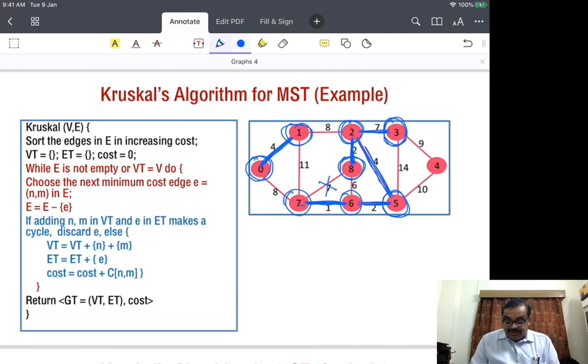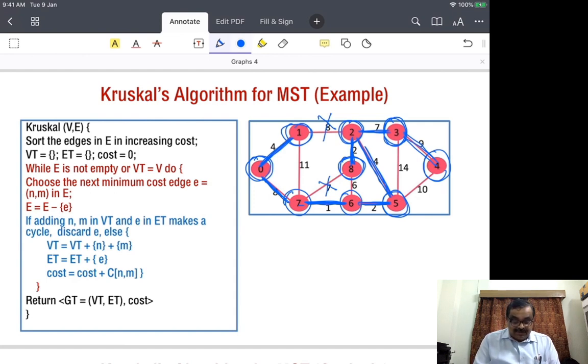The next edge that could be chosen is 8. If I choose this edge, do I form a cycle? No. But this connects this subtree with this subtree. So I connect this, and notice that no new vertices are added. This is just a union operation. The next edge to be added is again 8. If I add this, then I will form a cycle, so I cannot add this edge. The next edge to be chosen is 9. And once I have chosen this, you can figure out that I have chosen all the vertices of the graph. So this is how I implement Kruskal's algorithm.